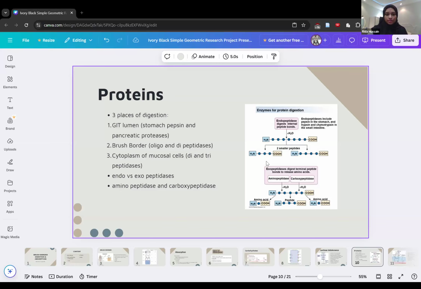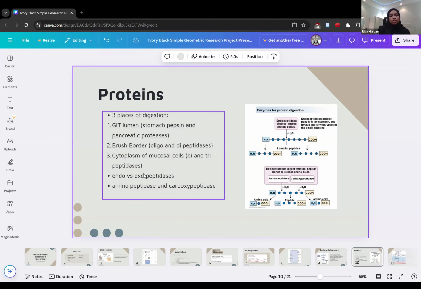Sorry, guys. Thank you for being patient with me. Again, back to oligo means more than three. So these peptidases will either be dealing with peptides, proteins that have more than three amino acids in their chain, or two amino acids in their chain. And then the cytoplasm of mucosal cells, they deal with di and tripeptides. So proteins with two amino acids or three amino acids in their chains.